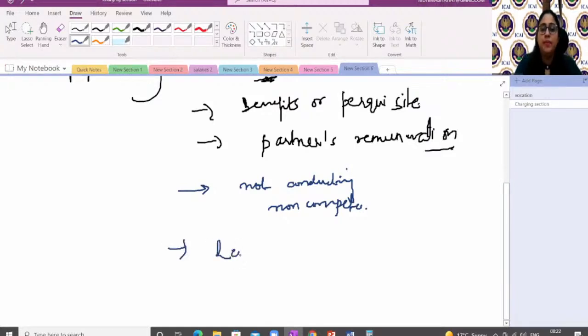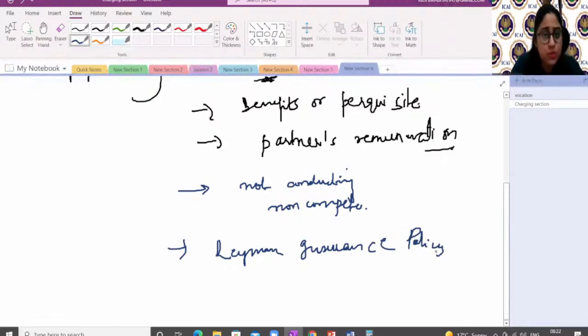Next is your key man insurance policy. This word you have read in profit in lieu of salary also. What is key man insurance policy? The main man who is crucial to the business is the key man. The life of that person is insured. Whatever you are receiving because of the key man insurance policy.